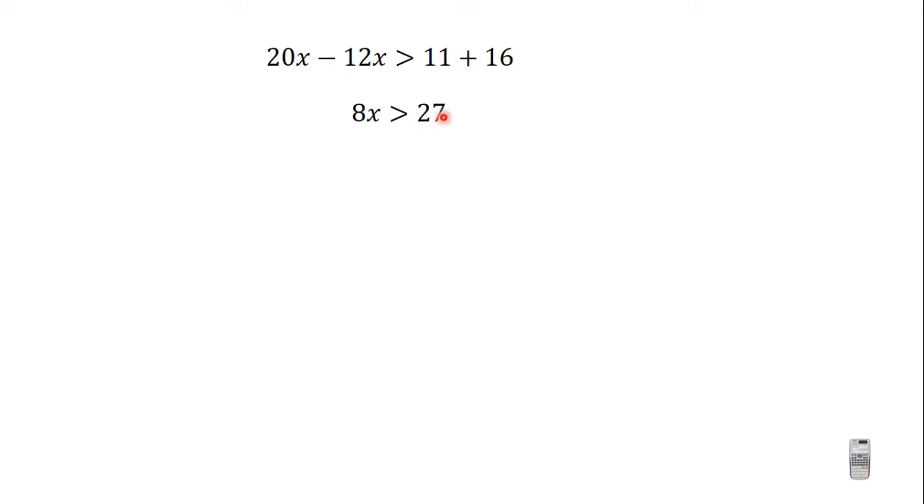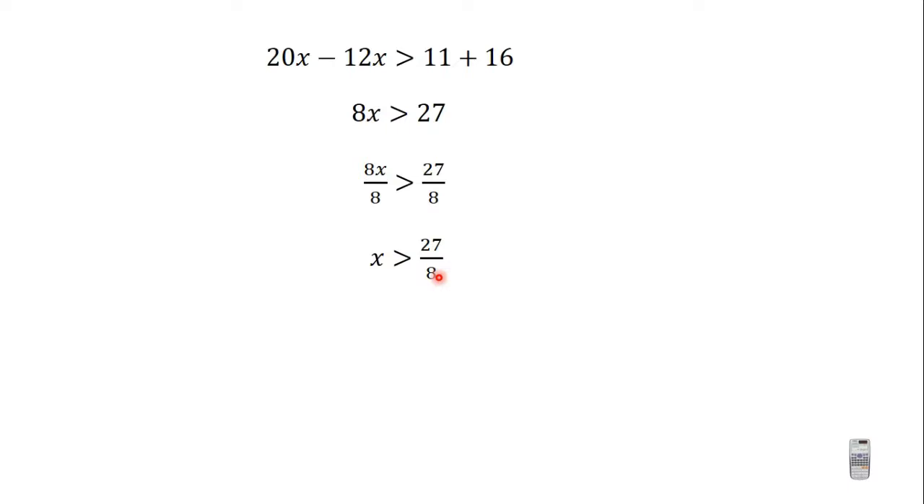Now when you get here, what do we do? This is like type 1 of linear inequalities. We said that when you get here, we divide through by the number attached to the variable. The number attached to the variable is 8. So we divide both sides by 8. 8 will cancel 8 to give us x, then greater than 27 over 8.